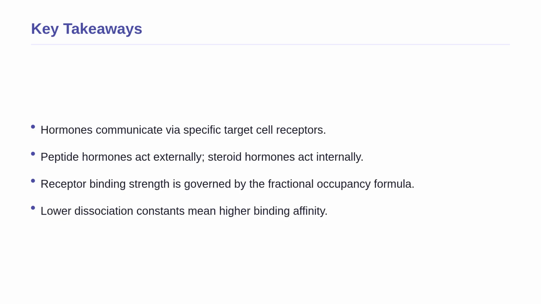To wrap up our lecture, let us review the most important ideas we have covered. First, reproductive hormones act as chemical messengers that only affect cells with specific matching receptors. Second, the chemical nature of the hormone dictates its path. Peptide hormones act on the cell surface, while steroid hormones act directly on the DNA inside. Finally, the strength of these biological responses is governed by the mathematics of receptor binding. A lower dissociation constant means a higher affinity, which is exactly how synthetic hormones in medicine are designed to be so highly effective.